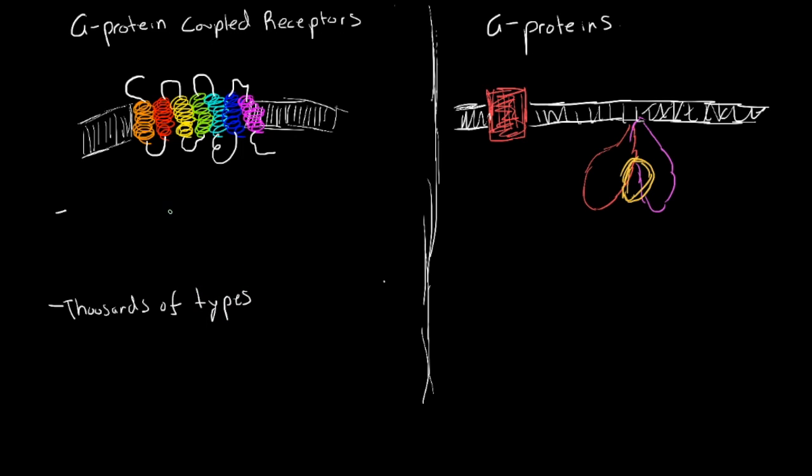Thousands of types. We actually have 1,600 genes that transcribe G protein coupled receptors, and we only have 30,000 genes in our body. So that's an insane amount that are dedicated just to these G protein coupled receptors. Like I said, they always have 7 alpha helices.